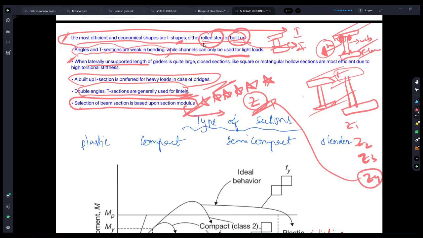And the second factor will be weight. Let us say there are 4 section moduli. Z1 and Z2 क्या हो गया? ये दो beams का less than this Z, so we are ignoring them. Let us say this Z3 and Z4 are more than Z. ठीक है? 2 cases are more. Then which beam will you select? You will see the weights.